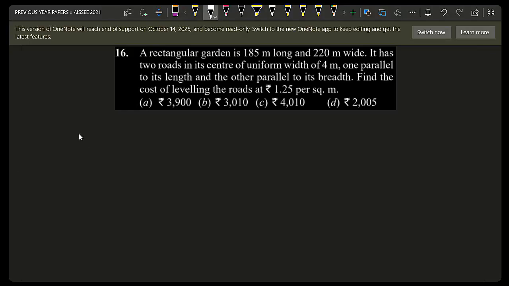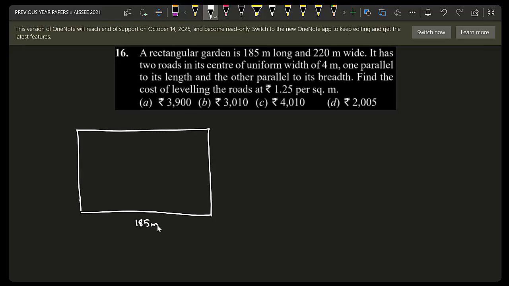So let me draw a figure for you. A rectangular garden is there. 185 meters long. Long means it is length. Length is 185 meters and 220 meters wide. So actually breadth is longer than the length, but no problem. You can write 220 meters.